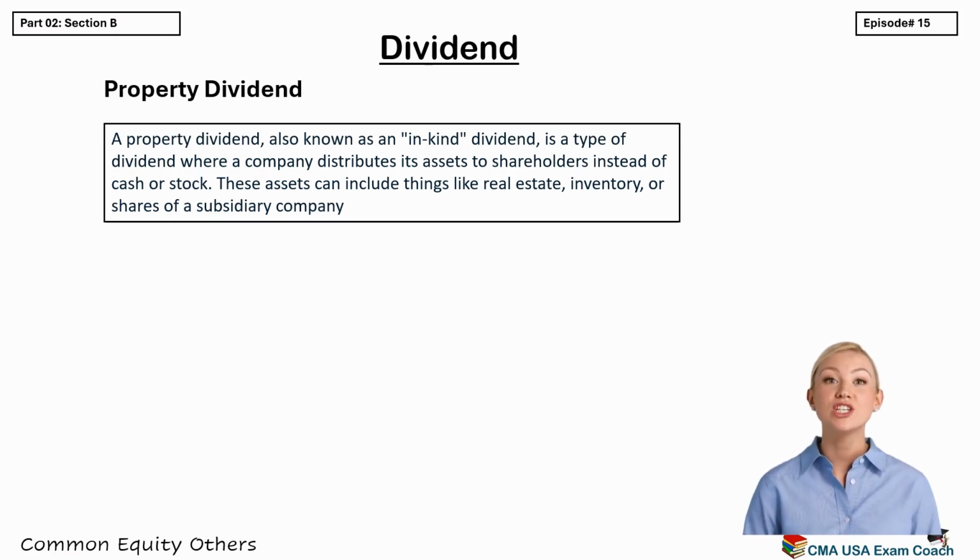Imagine a company holds shares in another listed company worth $50,000. Instead of selling those shares for cash, the company decides to directly distribute them to its own shareholders as a dividend. This action is called a property dividend. One important point: before distributing the asset, the company must first adjust the asset to fair market value and recognize any gain or loss in its books.